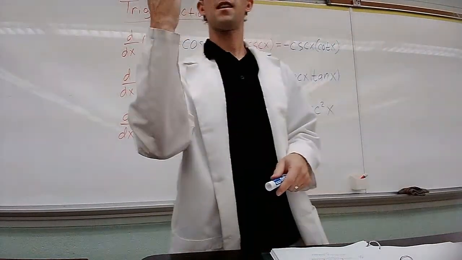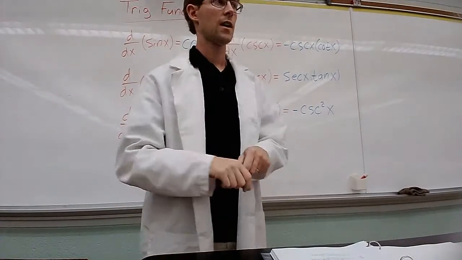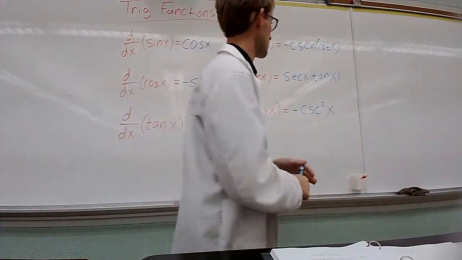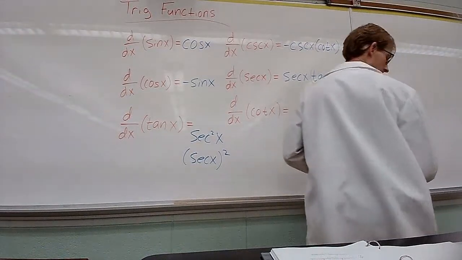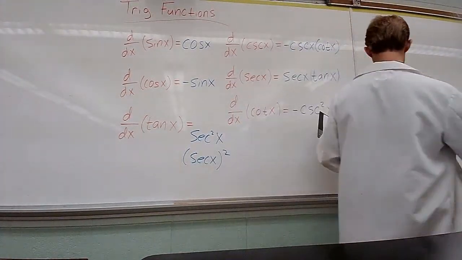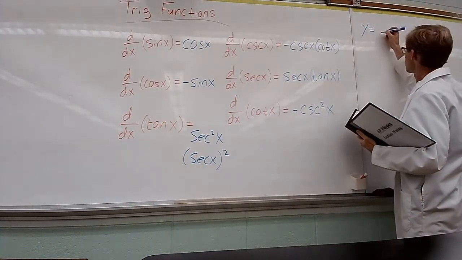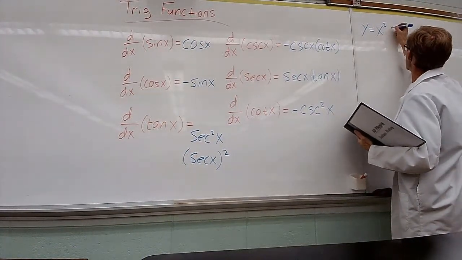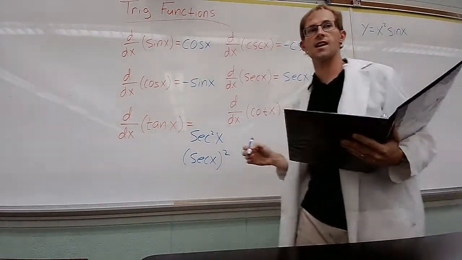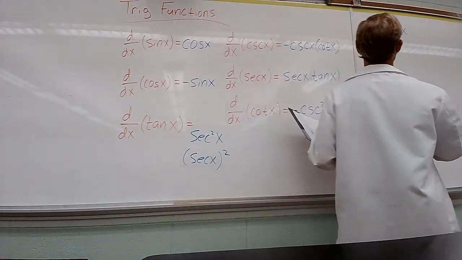So I've got 2 examples I'd like you to do in class before I give you the homework. And it's simply using this information along with the product rule and the quotient rule. Example the first. Y is equal to x squared sine x. Differentiate, please.